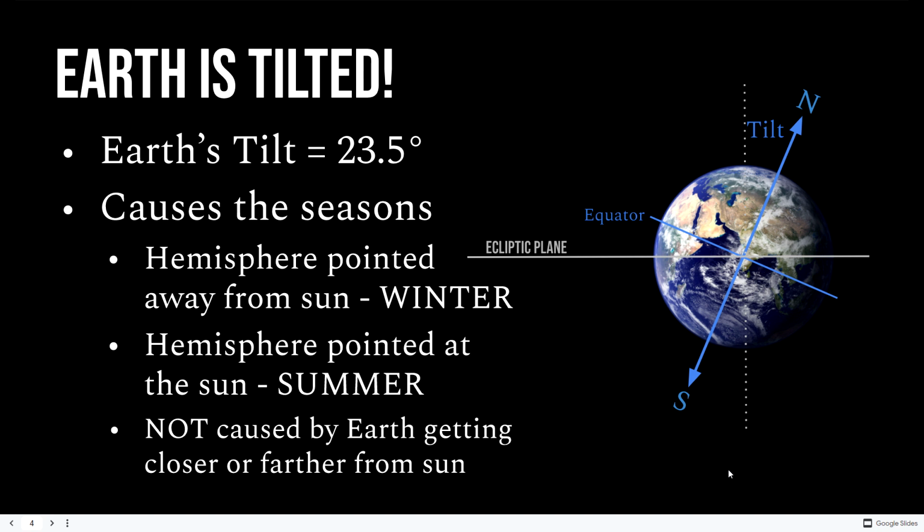One of the common misconceptions is that the seasons are caused from getting closer or further away from the sun, and that's just not the case. It is solely reliant upon the tilt and where the tilt is in the orbit, as far as which end, top or bottom, is closest to the sun.